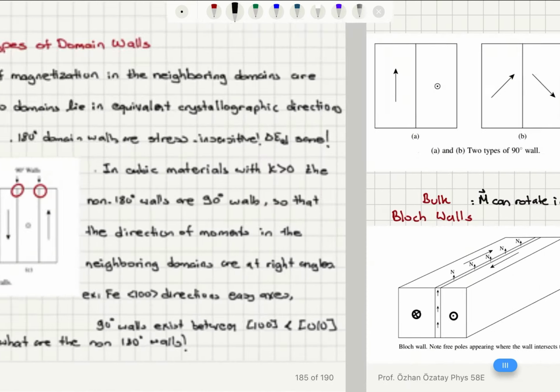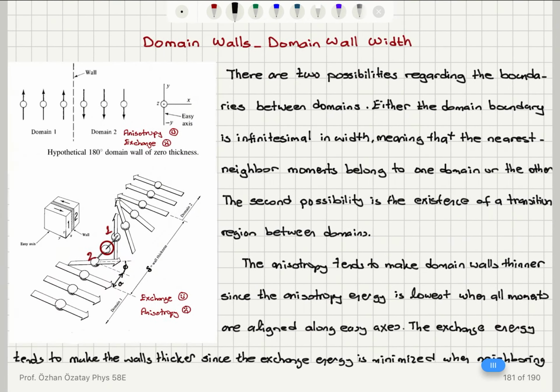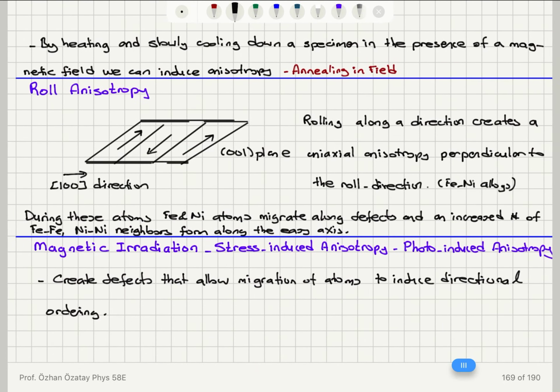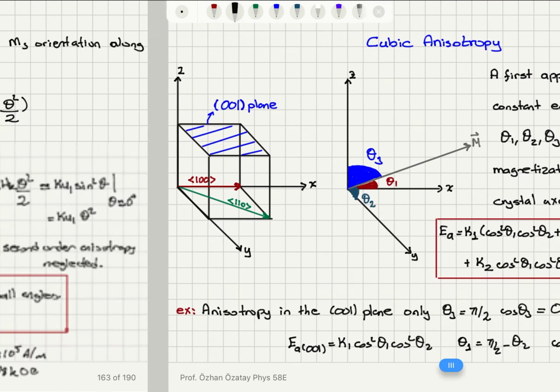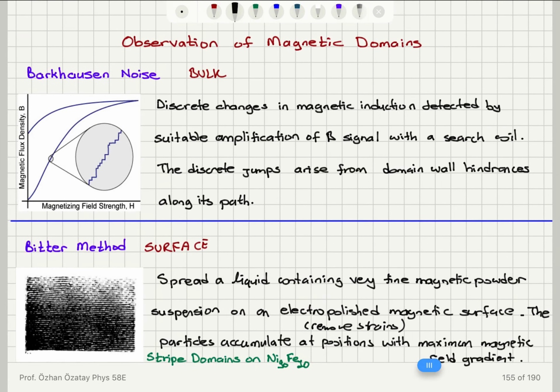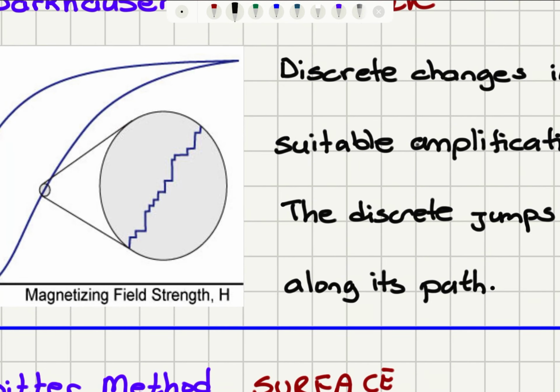Now I want to remind you what we said about observations of domains. So let's go back to our discussion of domain observation here. If you look at the magnetization curve, here we see these steps in the magnetization curve. That's called Barkhausen noise. It's basically a proof of the motion of the magnetization by domain wall motion, because these steps are due to the pinning of domain walls at the magnetic inclusions.